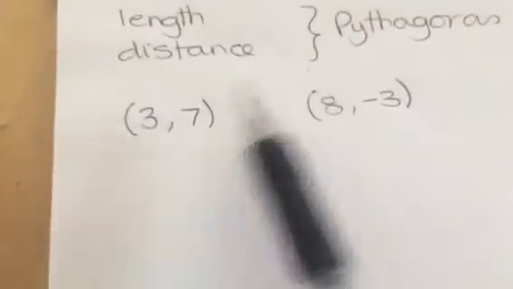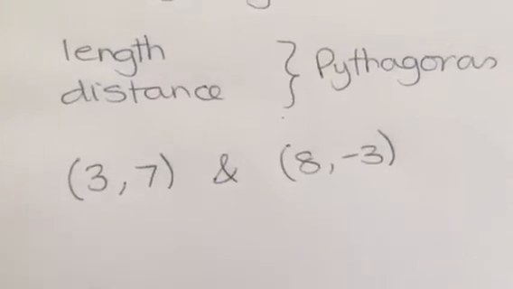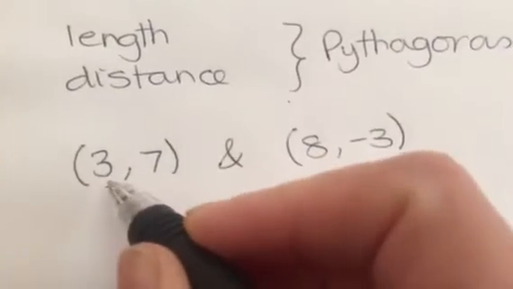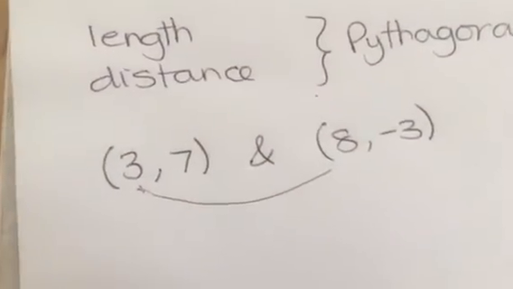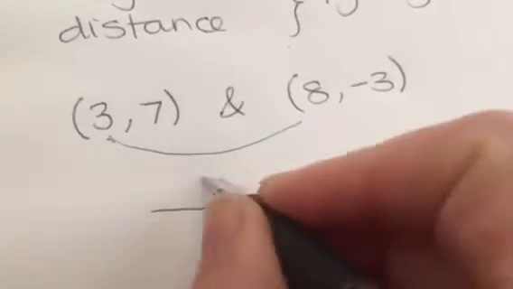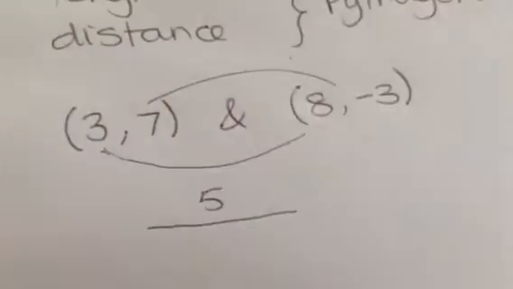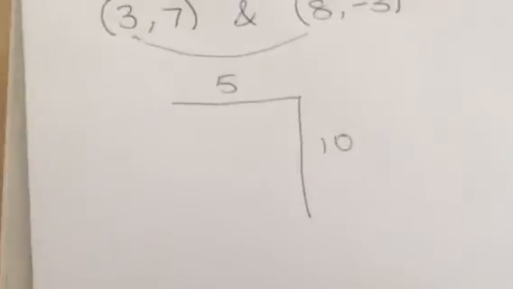So for example, if we're looking at these 2 points, (3, 7) and (8, -3), and I want to find the length of the line, either you learn a formula or you just look at the points. So from 3 to 8 is 5, 7 to -3 is 10. So that's what it looks like.